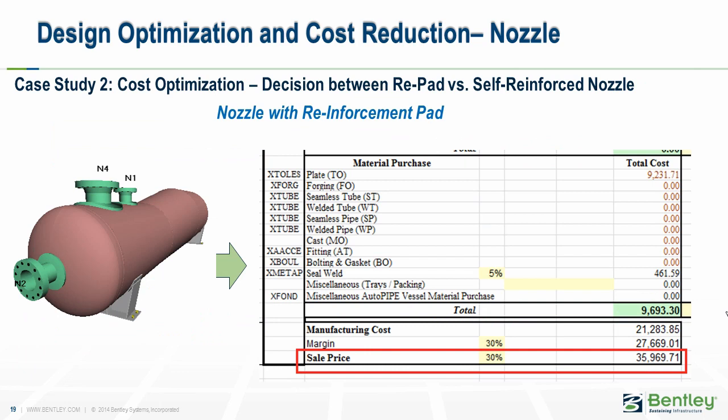The second case study discusses how in design phase, common assumptions by the designer may lead to higher final cost of equipment and how this can be easily avoided using AutoPIPE Vessel. Shown here is the previous example with 2 more nozzles added, N2 and N4. While deciding to select between nozzle with reinforcement pad and self-reinforced nozzles, the nozzle with reinforcement pad was specified since self-reinforced nozzle usually cost considerably more than regular nozzle. The understanding was that this would keep the overall cost of the equipment low due to lower cost of component. The total estimated cost was approximately $36,000.